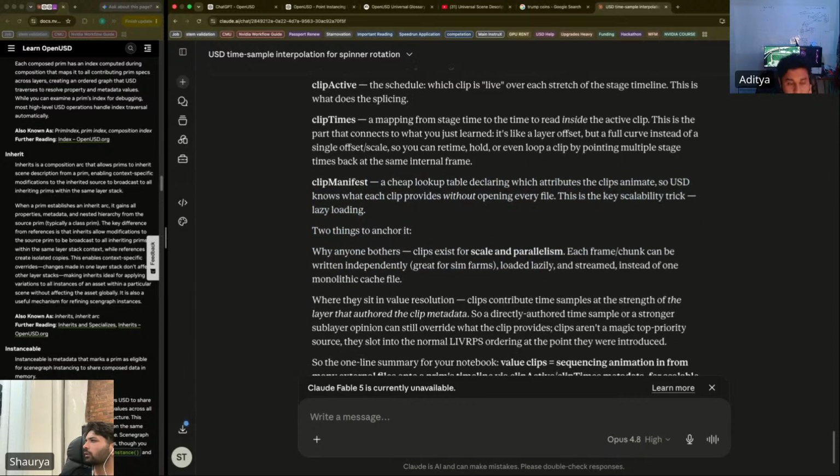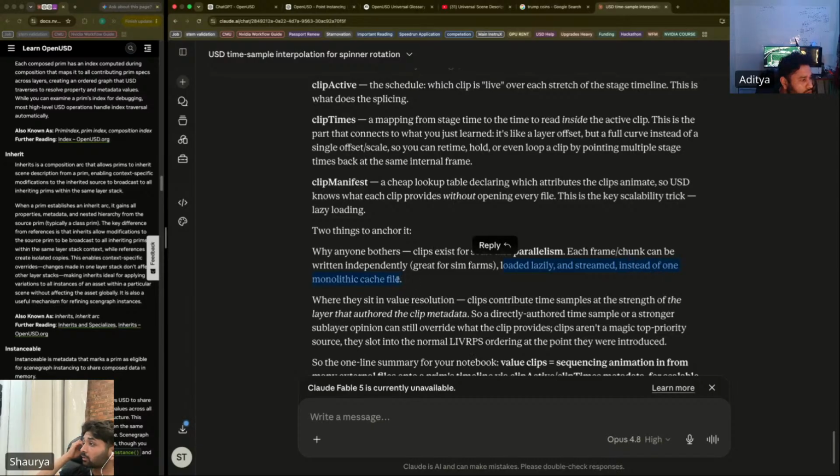Two things to anchor it. Why anyone bothers? Clips exist for scale and parallelism. Each frame or chunk can be written independently, great for sim farms, loaded lazily and streamed instead of a monolithic cache file.